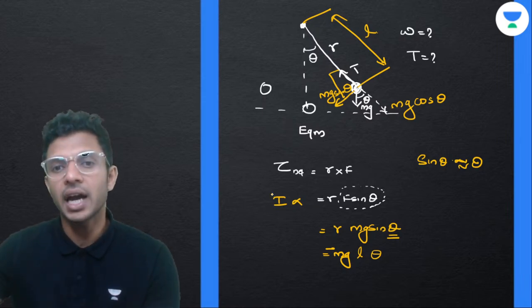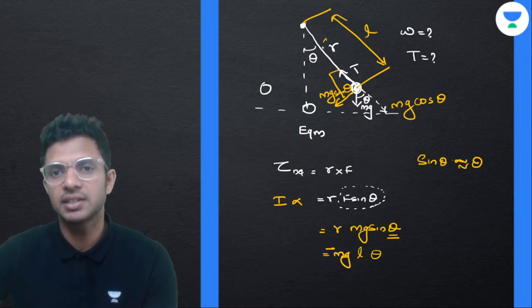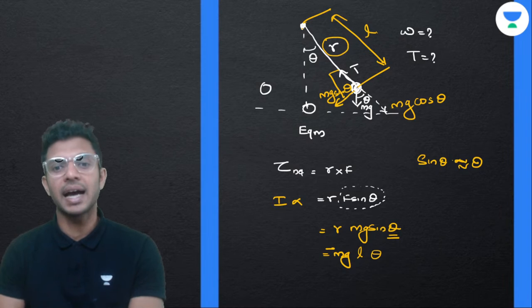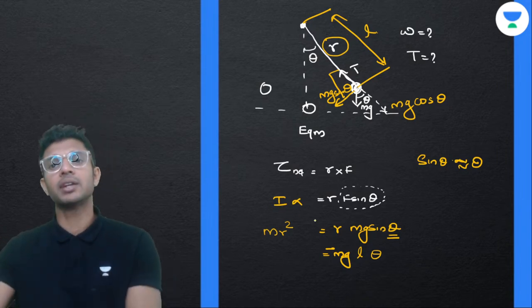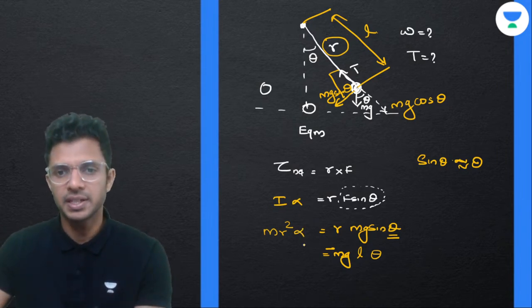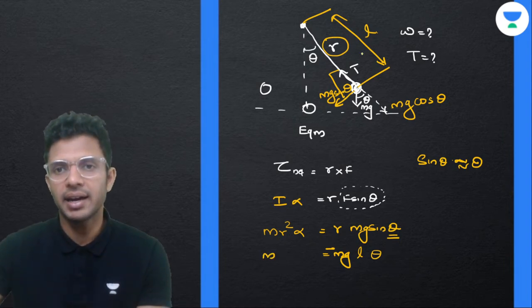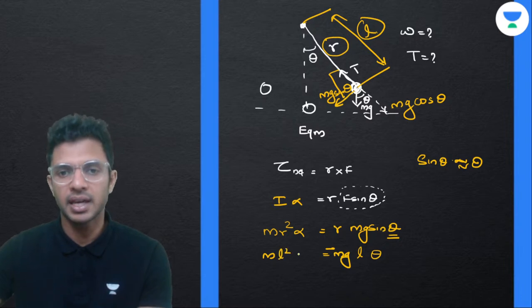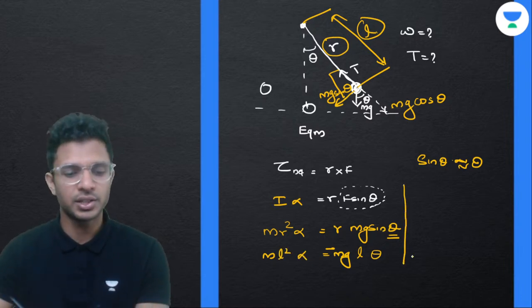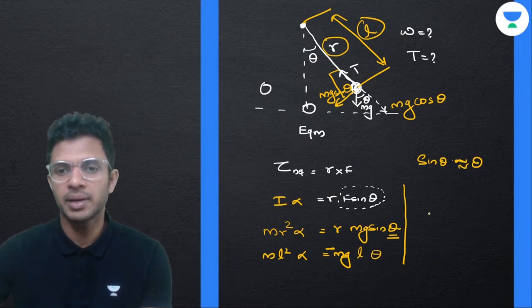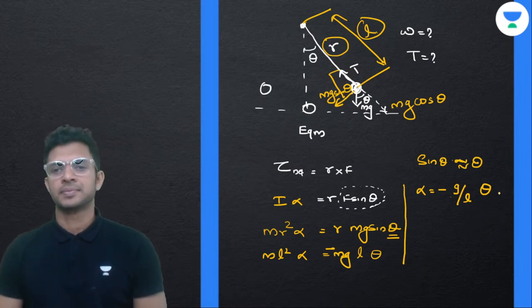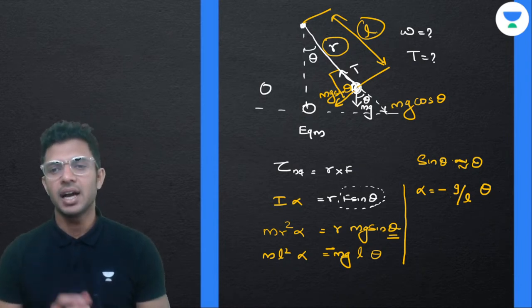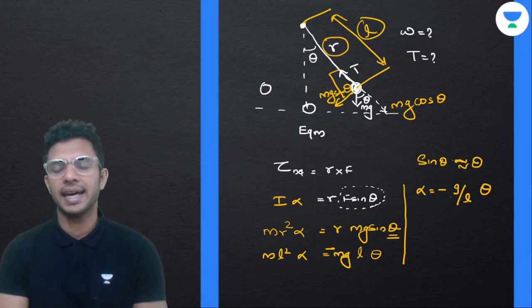Now tell me, what is the value of I, the moment of inertia, for this particle of mass m which is at a distance of r from the point of rotation? I value is mr square, right, into alpha. Theek hai, so rewriting, mr ka value we already know it is l. So m l square alpha, continuing the equation on the right, l cancels, m cancels, alpha ka value ho gaya minus g by l theta.